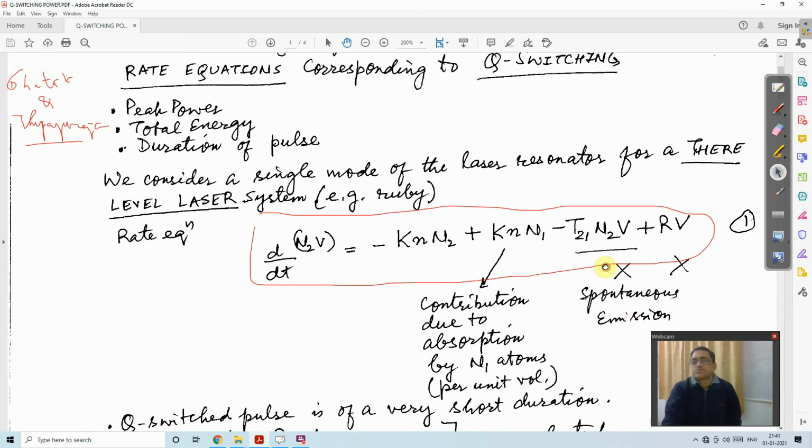Because these two terms are very small in case of Q switching, we may neglect them here, because we have to discuss the Q switching behavior, and we consider the contributions solely due to absorption by N1 atoms per unit volume and emission by N2 molecules per unit volume.